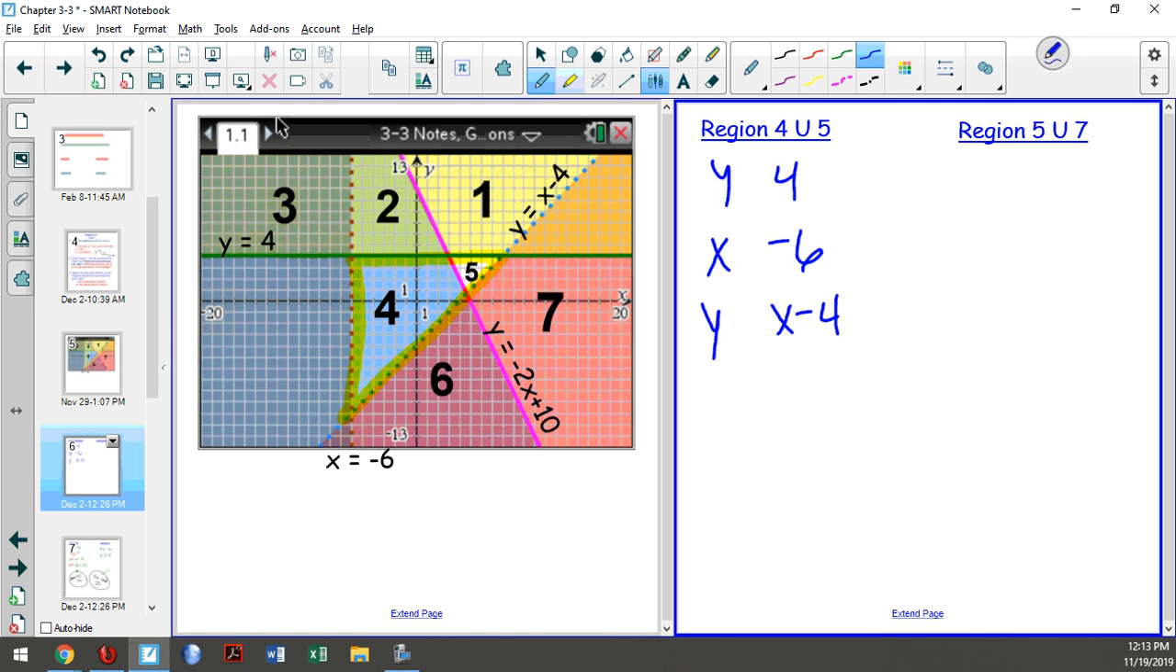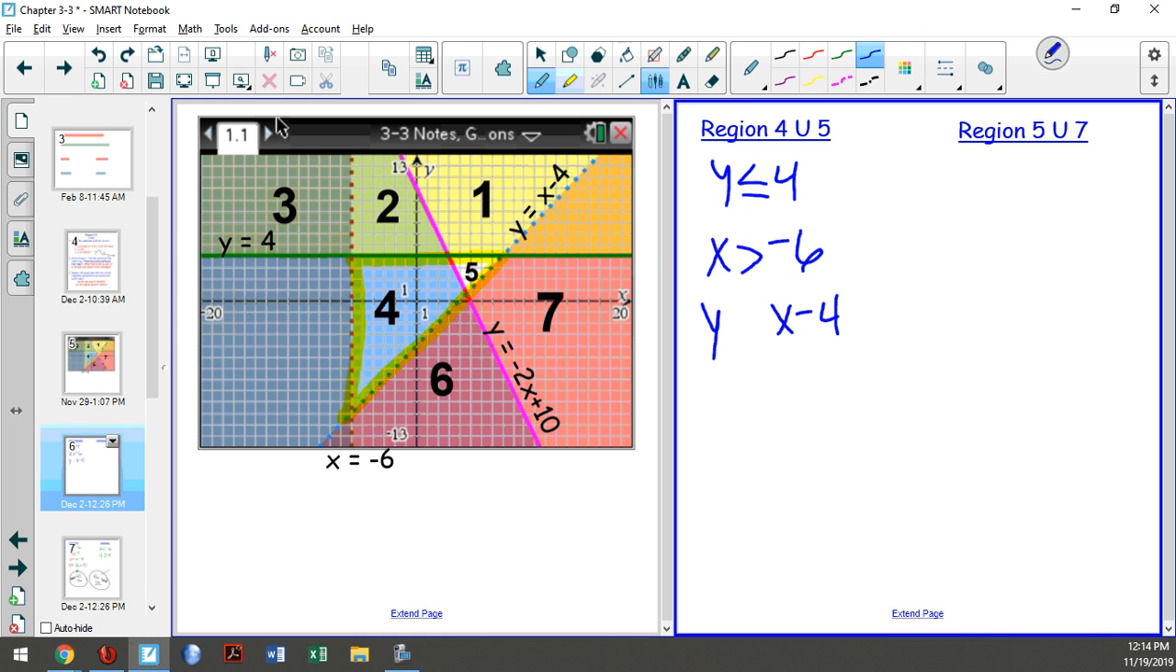Yes? Okay, so if I am in region 4 and 5, and I'm talking about the line y equals 4, is the line y equals 4 solid or dotted? Solid, and is the shading for region 4 union 5 above it or below it? Below it, so what's that going to give me for my inequality symbol? Less than or equal to. How about the next one? X equals negative 6. Is that a solid or a dotted line? It's a dotted blue line, right? And is the shading, since it's a vertical line, to the right of it or to the left of it? To the right, and what does that indicate? Which symbol? It's greater than.